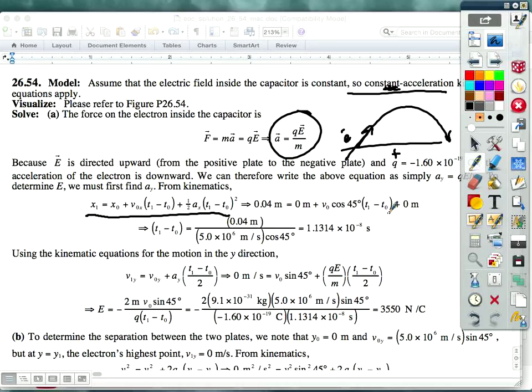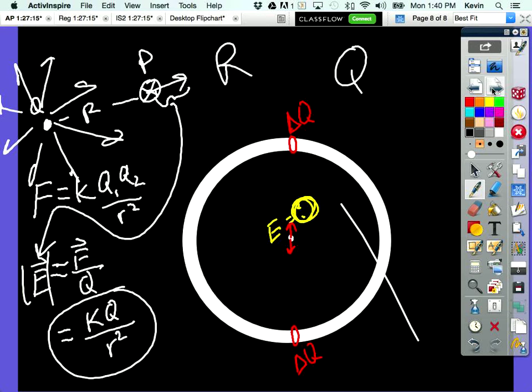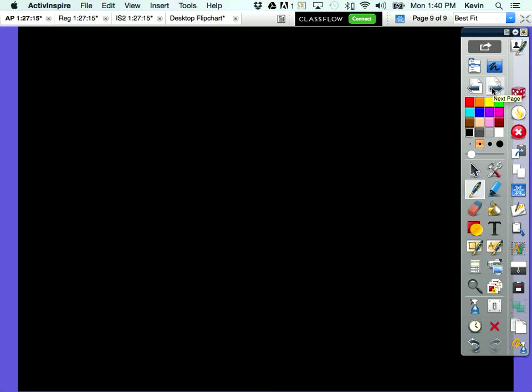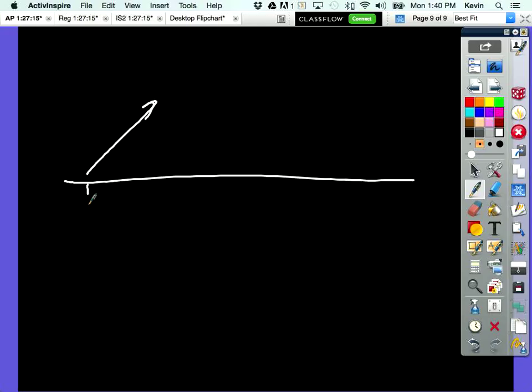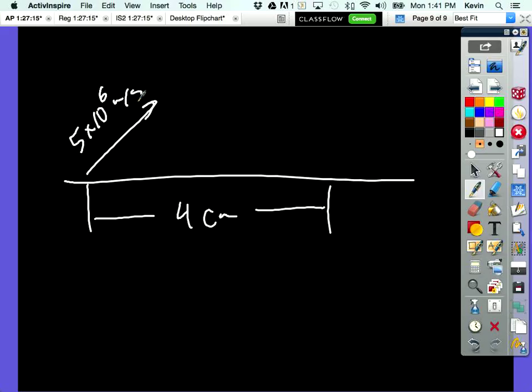Okay, so they're saying something like you shoot this thing up at an angle, and you know that it lands 4 centimeters away. And you know that it has a speed of 5 times 10 to the 6 meters per second, and its angle is 45 degrees.